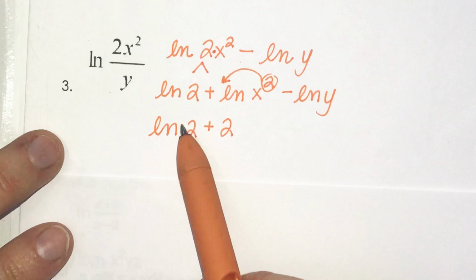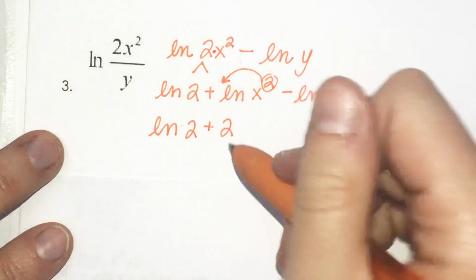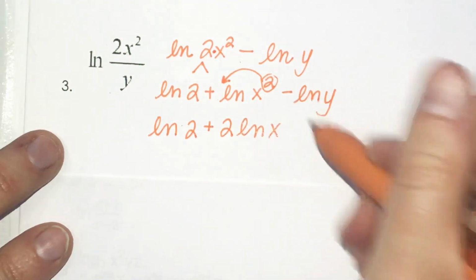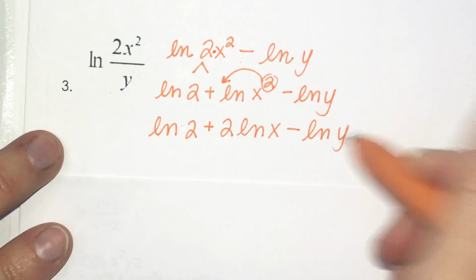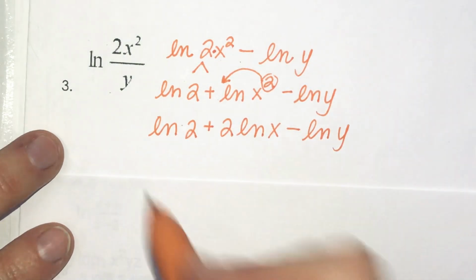Okay, so this stays natural log of 2. Bring the 2 in front. 2 times natural log of x minus natural log of y. And there's my final answer.